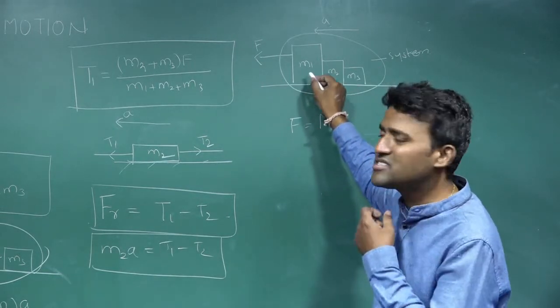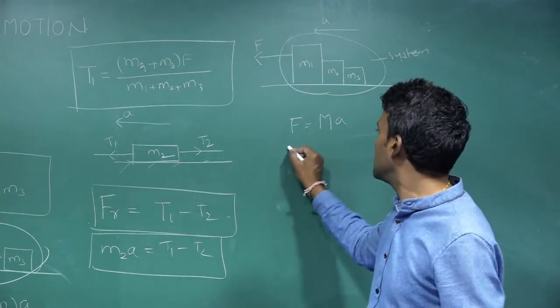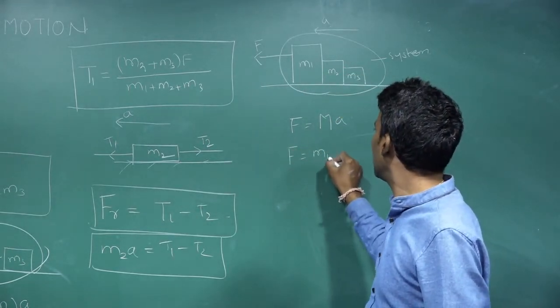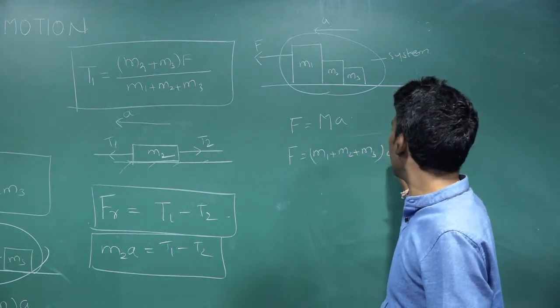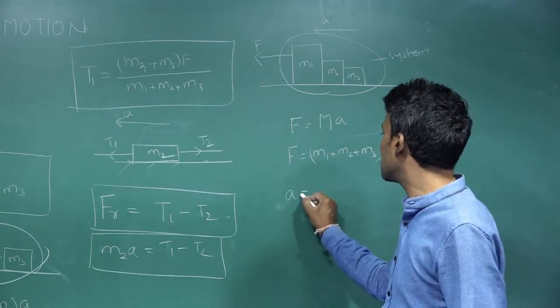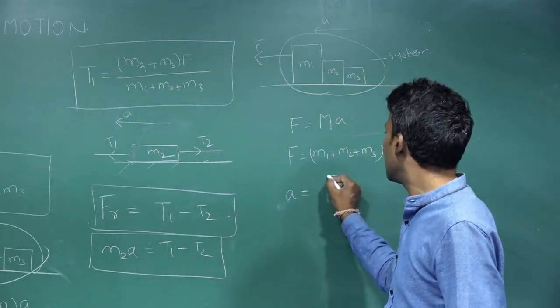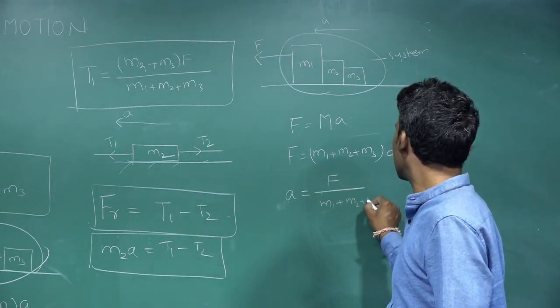Mass of the system means mass of the first block plus mass of the second block plus mass of the third block. So F is equal to (M1 plus M2 plus M3) into A. Then acceleration of the system is F divided by M1 plus M2 plus M3.